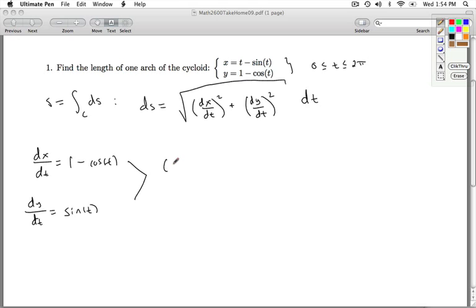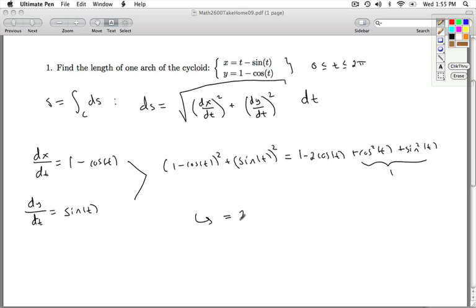So if I take 1 minus cosine t squared plus sine squared t, let's see what I get. 1 minus 2 cosine t plus cosine squared t plus sine squared t. We have Pythagorean magic happen here, that's equal to 1. I'm going to get 2 minus 2 cosine t.